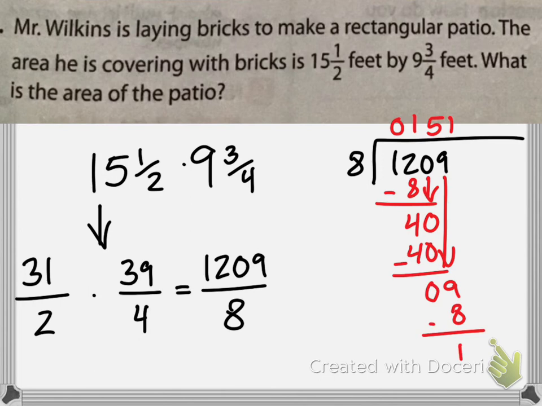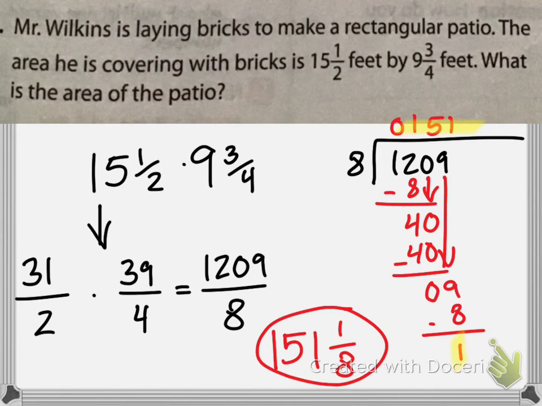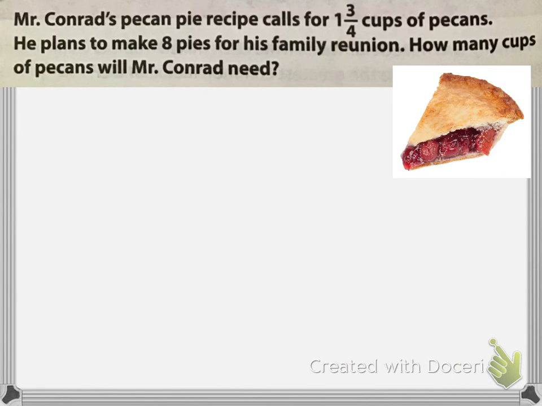Now that I have no more numbers, how this works, this number at the top is my new big number. My denominator stays the same, and my remainder is now the top of my fraction. So that's how we can do that. That's how we can use long division to solve.